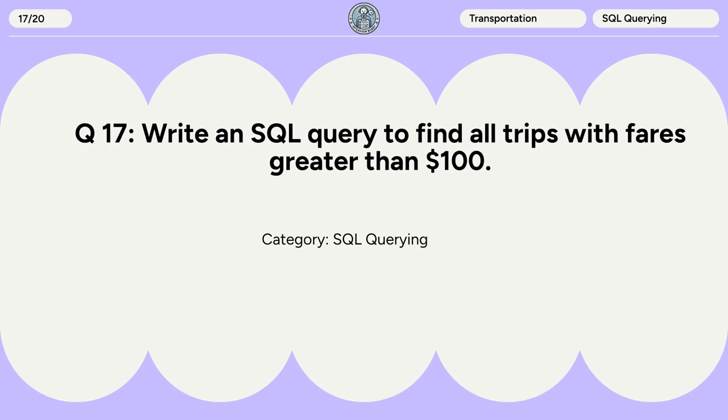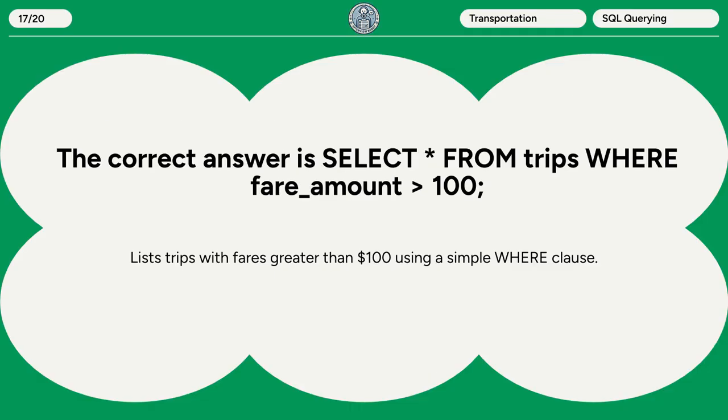Question 17. Write an SQL query to find all trips with fares greater than $100. The correct answer is: SELECT * FROM trips WHERE fare_amount > 100. Lists trips with fares greater than $100 using a simple WHERE clause.